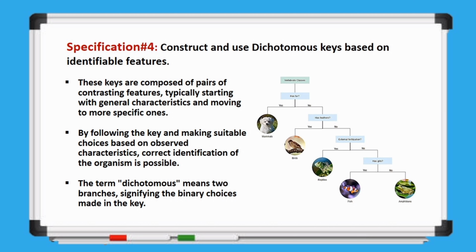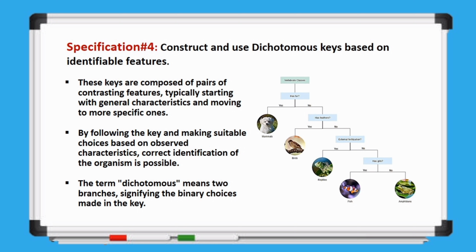Specification number 4 states, construct and use dichotomous keys based on identifiable features. The term dichotomous refers to the two options, or branches, provided at each step, where you choose between two possible features. This process continues until a final identification is made. Using dichotomous keys allows for an organized and systematic approach to identifying species based on the distinct characteristics.